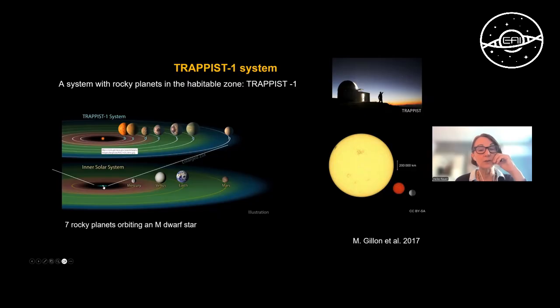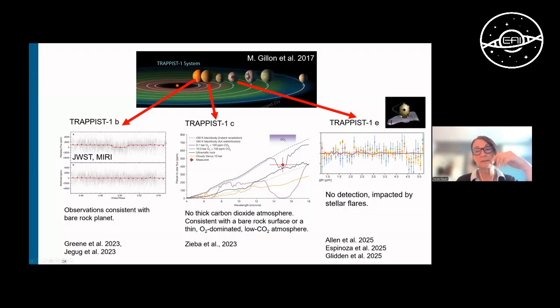This plot compares it to our solar system to show just the size of the system. It would fit well into Mercury's orbit if you placed it in our solar system, because the habitable zone for M stars is so close to the star. And here are spectra taken by the James Webb Telescope by different people from the planets in the TRAPPIST system. The most interesting one, of course, TRAPPIST-E, the inner edge of the habitable zone.